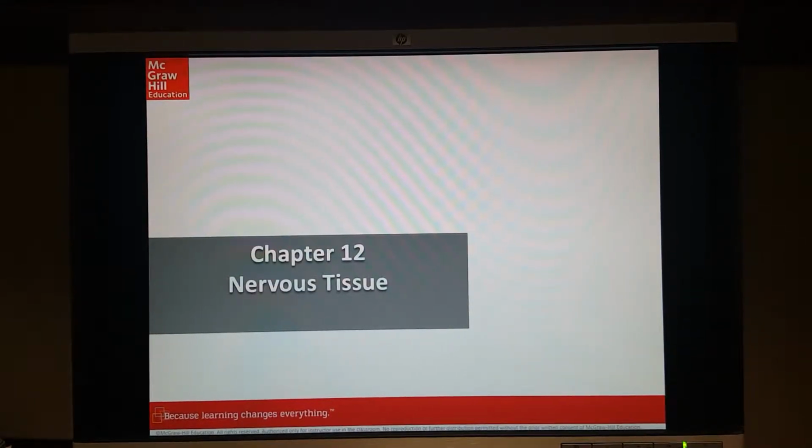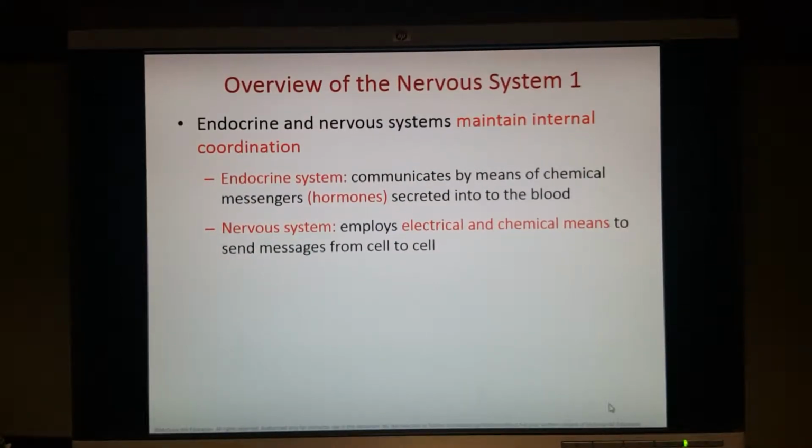So chapter 12 is all on the nervous tissue. It's the first chapter that we'll go through looking at the nervous system. The nervous system is one of the two organ systems that maintain internal coordination, the other being the endocrine system.